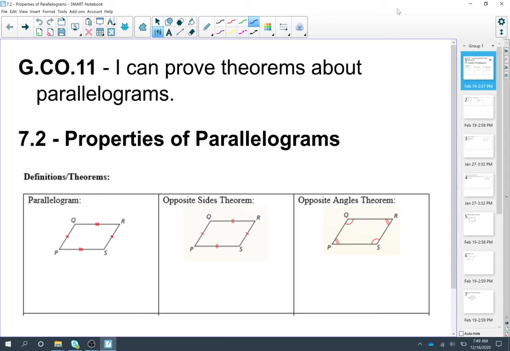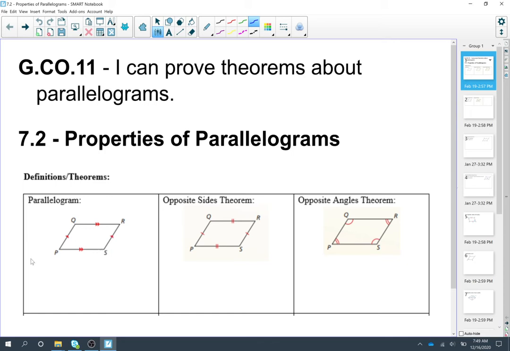7.2 Properties of Parallelograms. So starting off, we're going to start with the generic parallelogram. So down here we have a parallelogram. Remember that if you see these arrows, the double arrow here and the double arrow means that these two sides are parallel, and then the single arrow with the single arrow means that these two sides are parallel.